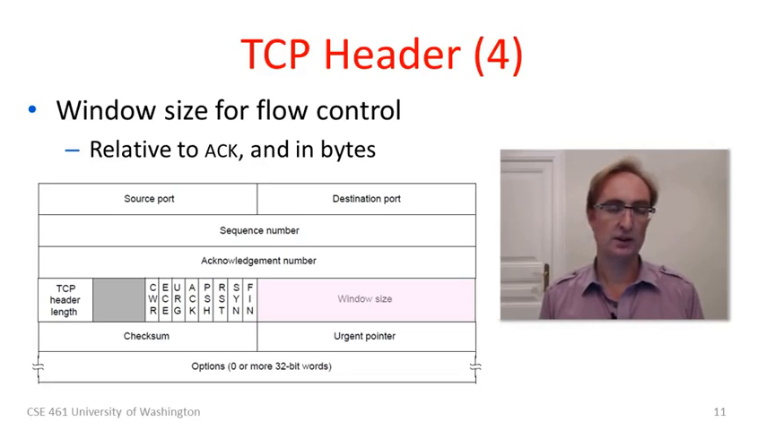And there's also a window size you can see that's used for flow control. Like the sequence number and ACK, this is measured in bytes rather than in segments, and this is the number of bytes of buffer space remaining, or units of buffer space remaining relative to the value of the ACK.